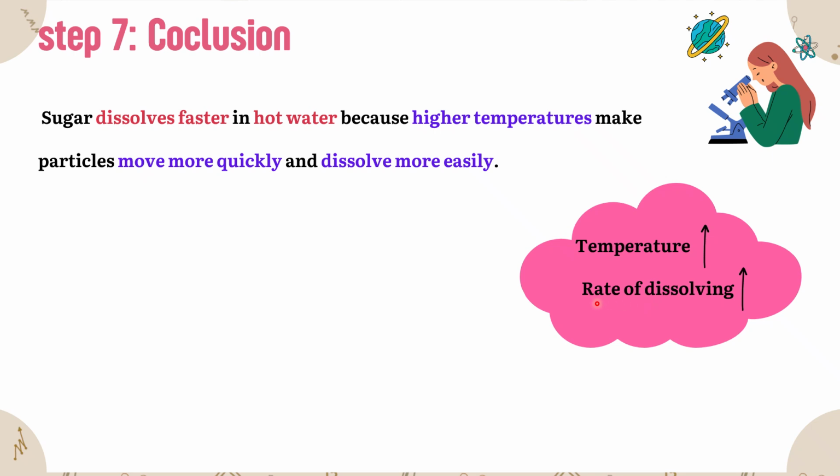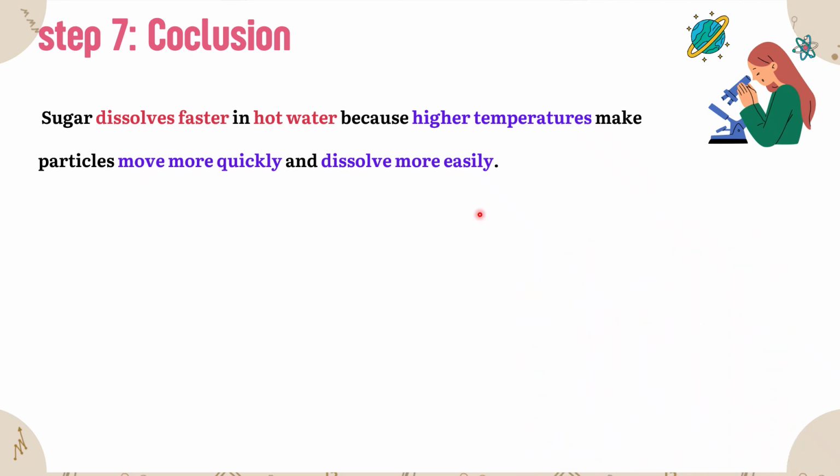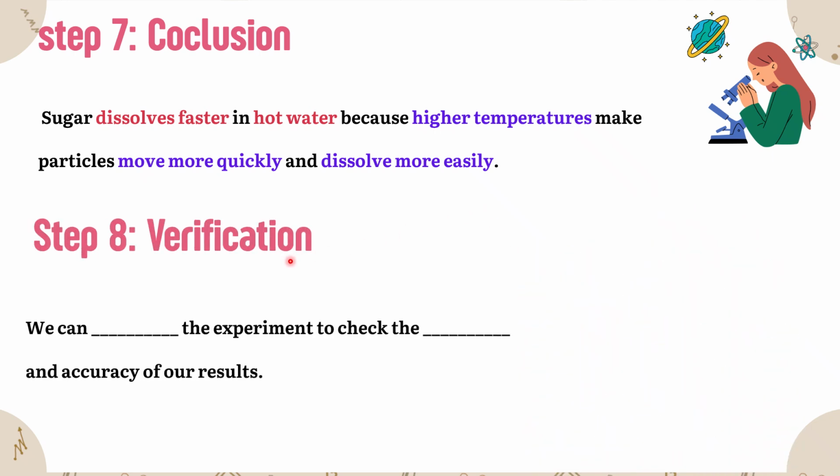What do you mean by the term rate? Rate is nothing but the speed with which the sugar dissolves. So we use the term rate in chemistry to describe the speed of any reaction. Now, the next step is verification. What do you mean by verification? We can actually repeat the experiment to check the validity and accuracy of our results. Whether this particular experiment is performed by someone else, will it give the same results or not? This is what is called validity.